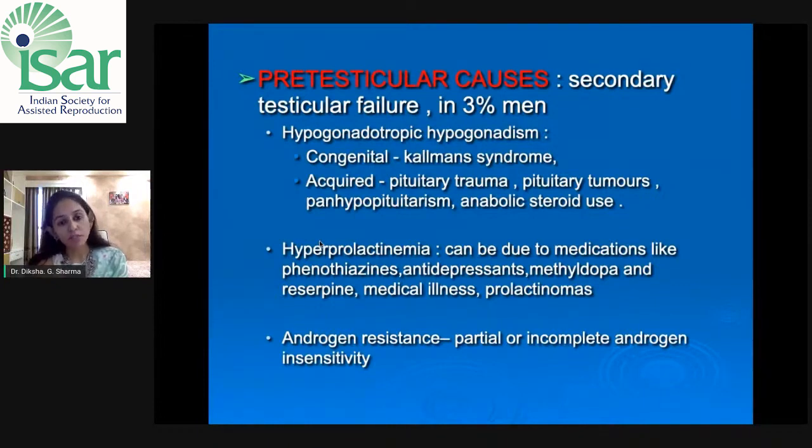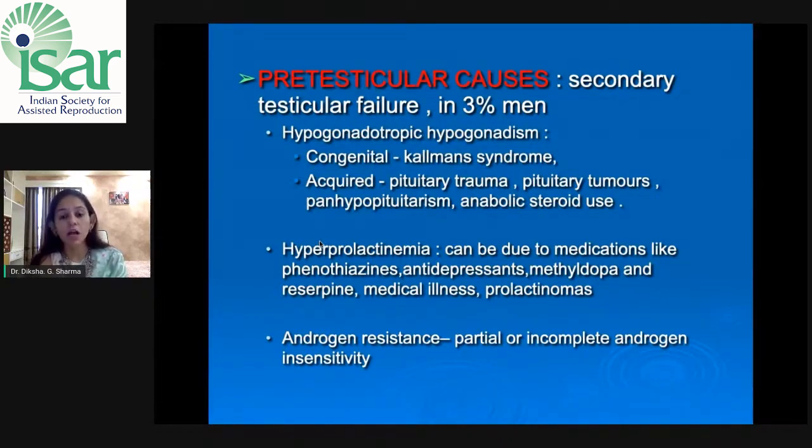Hyperprolactinemia can also present with hypogonadotrophic hypogonadism. Usually, this is because of ingestion of medications like phenothiazines, antidepressants, methyldopa, and reserpine. Medical illnesses like chronic renal failure and liver problems, and pituitary adenomas which secrete prolactin, lead to hyperprolactinemia. The raised prolactin level in these men in turn suppresses the FSH and LH levels, leading to hypogonadotrophic hypogonadism and consequently a reduced production of sperm and azoospermia.